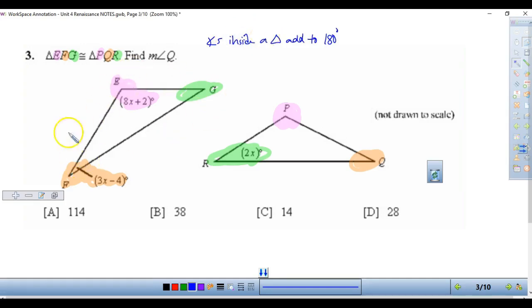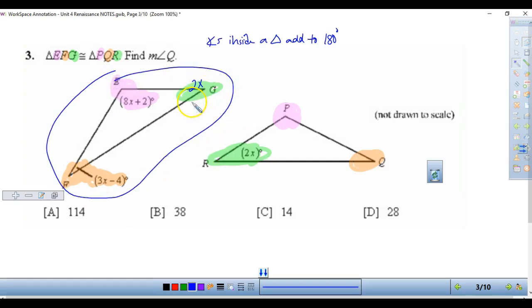So if you look at this one on the left, we're just missing the one angle G, but we know from our color matching that it matches R. So I'm going to steal that 2x and I'll put it there. Then you'll notice I have a triangle that has 3 angles in it. Now this only works for angles, not for sides. But since I have 3 angles, I can say that they all 3 add up to 180. So if I started with the pink one and worked my way around, I would have 8x plus 2 plus 2x, that's the green one, plus 3x minus 4, that's the orange one, and those need to equal 180 degrees.